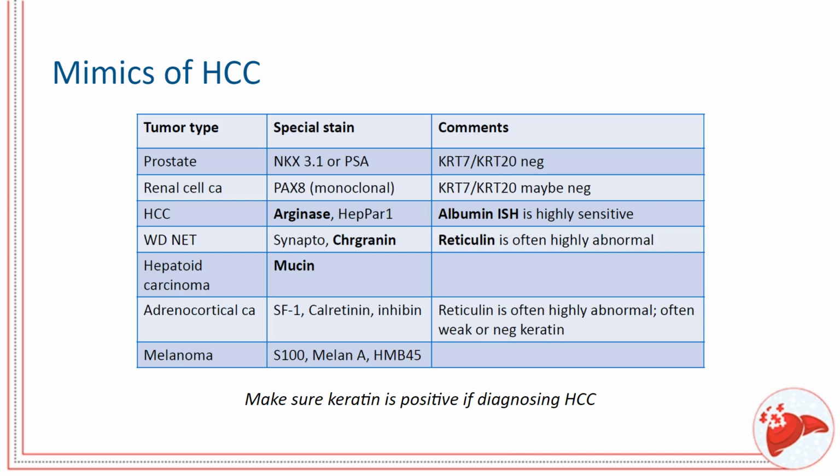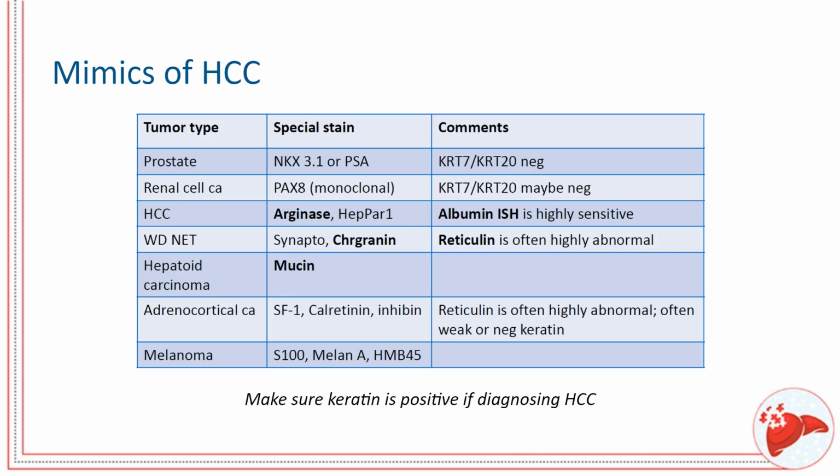I like to use arginase over HepPar-1. It's a more specific hepatocellular marker in our hands, and I find albumin ISH to be highly sensitive for hepatocellular carcinoma. And indeed, if a case is negative for albumin ISH, I will be very cautious about making a diagnosis of HCC. Synaptophysin and chromogranin are really helpful in excluding well-differentiated neuroendocrine tumors, and also mucin stain can be really helpful in excluding the possibility of hepatoid carcinoma.